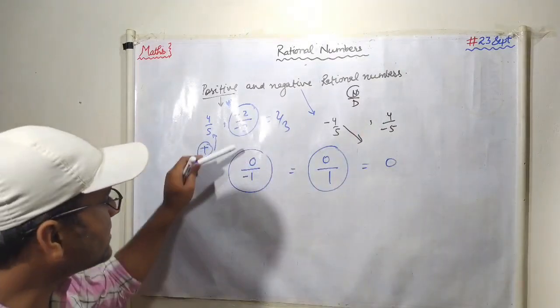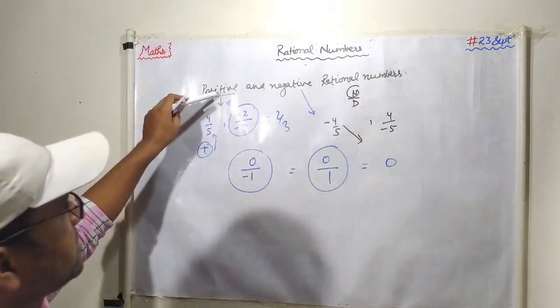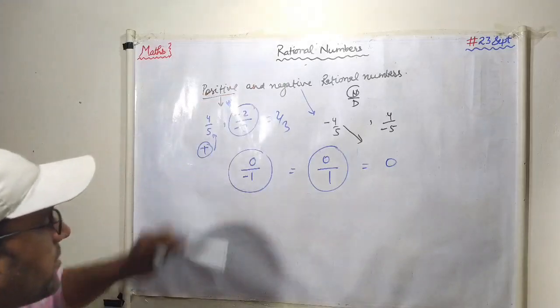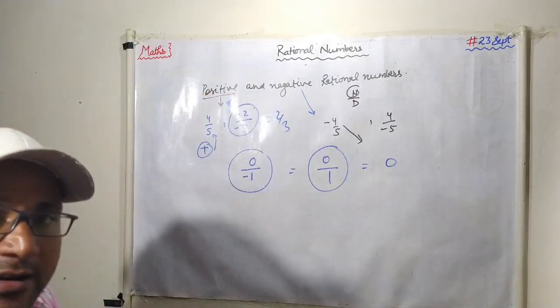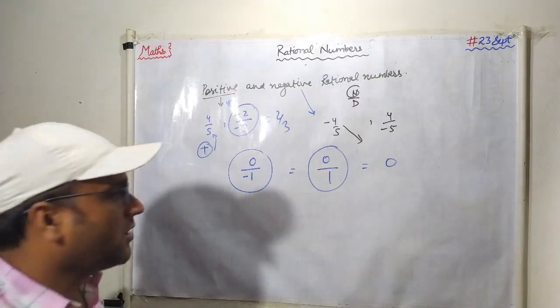Okay, so don't consider 0 upon minus 1 as a positive, as 0 upon 1 is a positive rational number, and negative 0 upon minus 1 is a negative rational number, because 0 is neither positive nor negative. Okay, students.